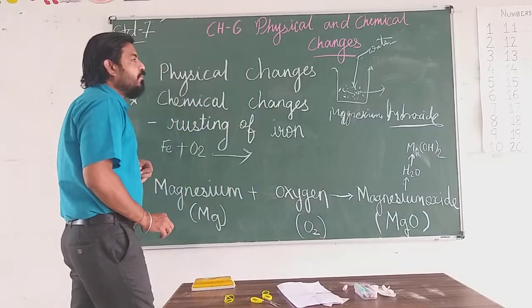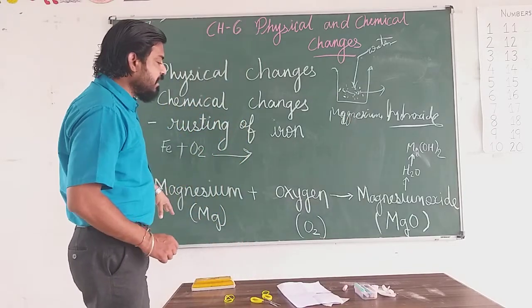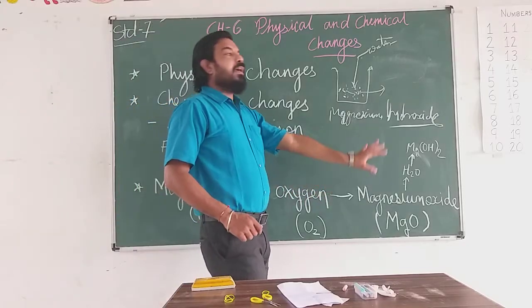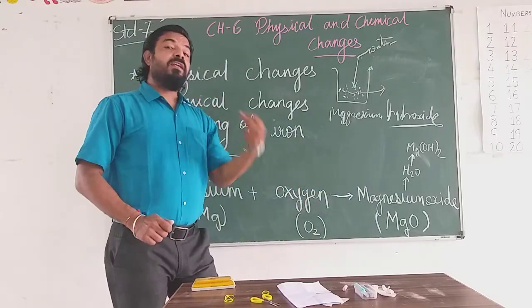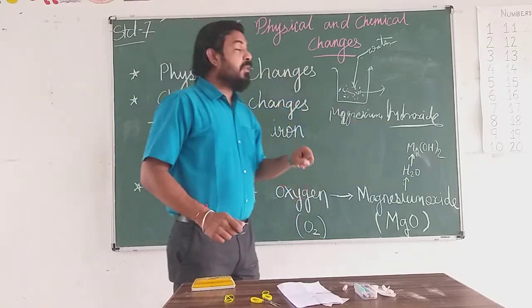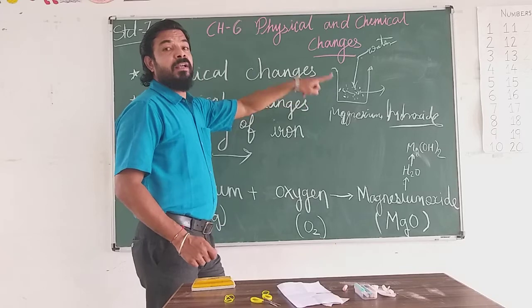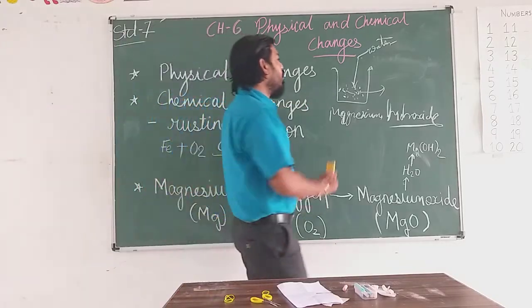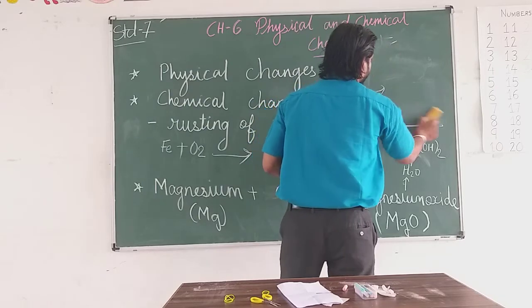So burning of this magnesium strip with the oxygen gives one material, and this material, when added to water, gives one more material, that is called the base, magnesium hydroxide, and this is called a chemical reaction. I will show you one more chemical reaction over here.